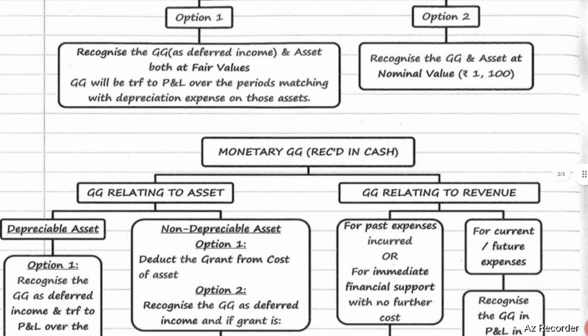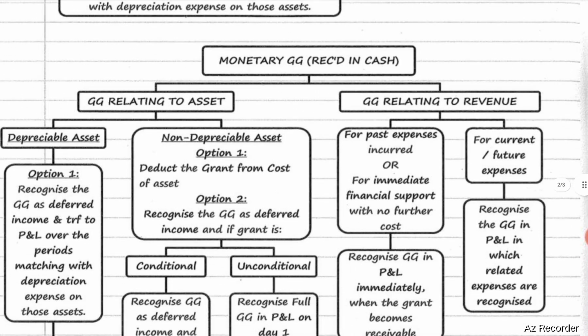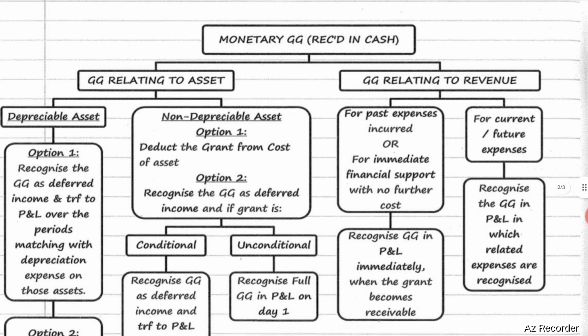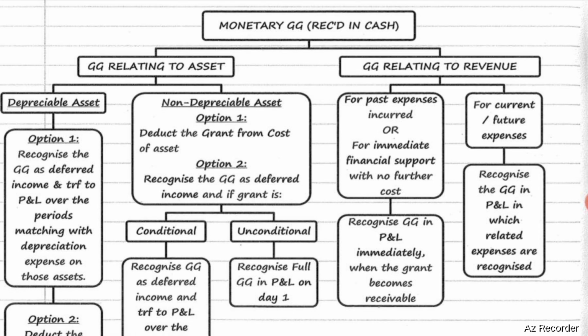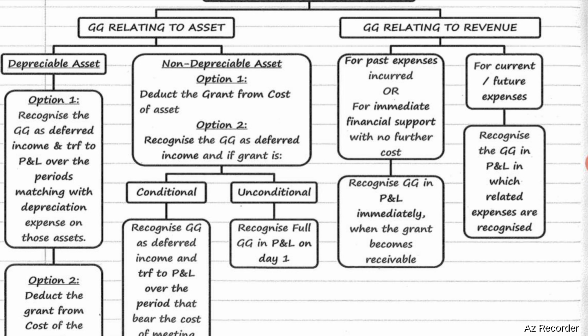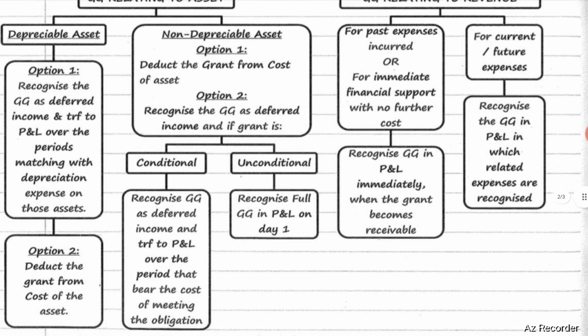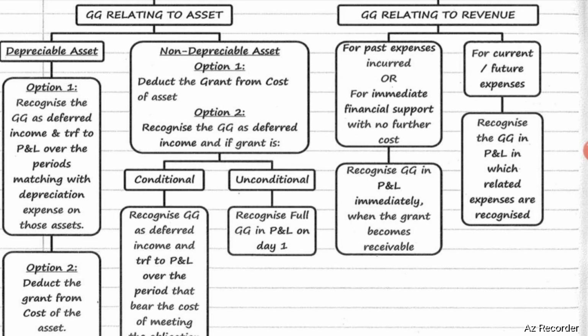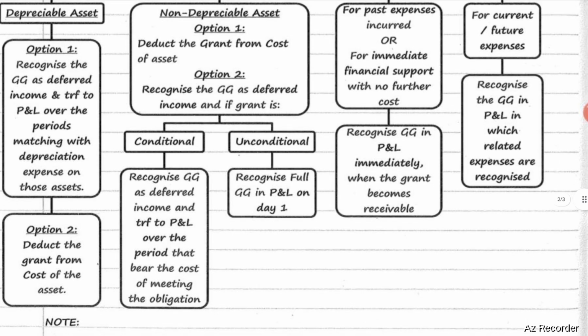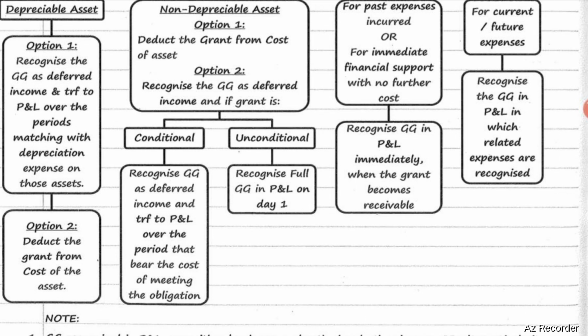Next, monetary government grant. That means government grant received in cash. First, government grant related to asset. Asset is of two types, depreciable asset, non-depreciable asset. In case of depreciable asset, there are two ways. First option, recognize the government grant as deferred income and transfer to P&L over the periods matching with the depreciation expense on those assets. Option number two, deduct the grant from the cost of the asset.